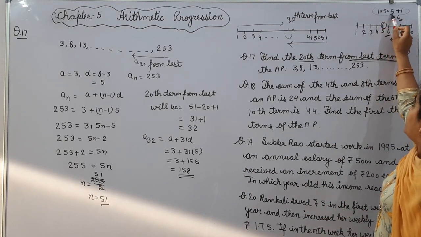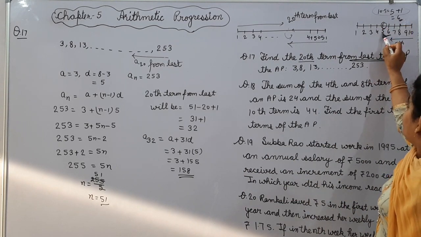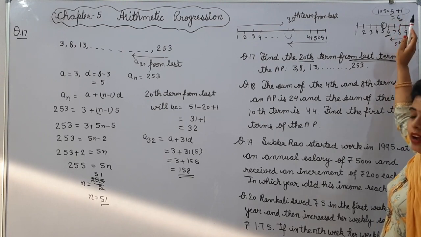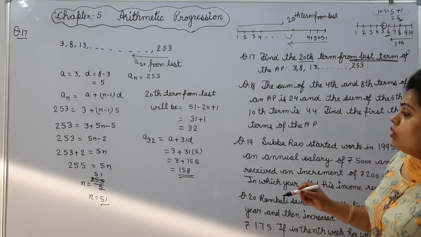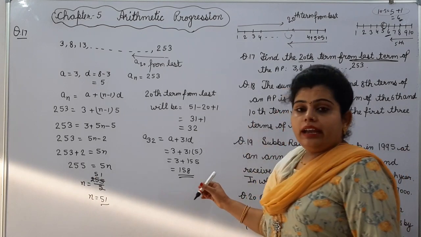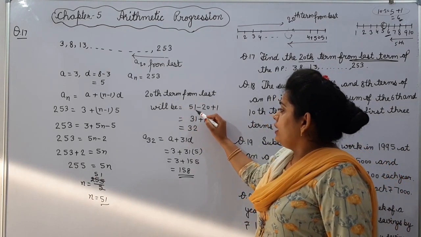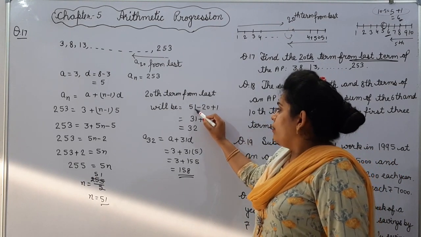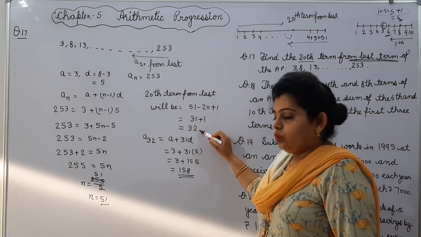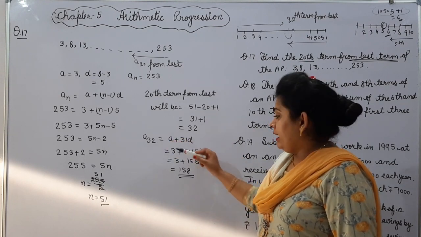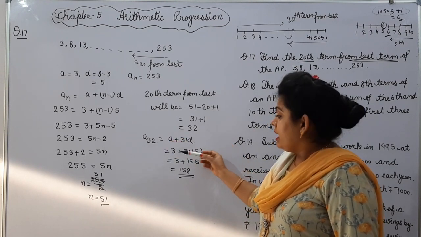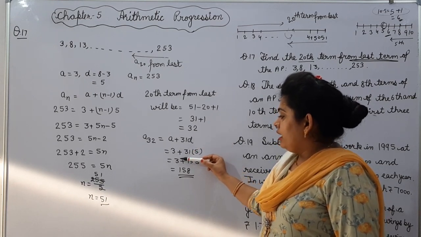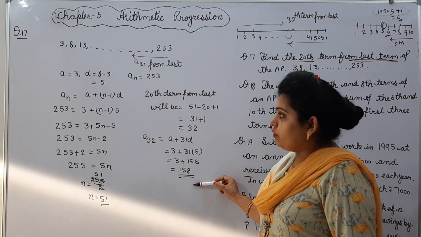10 में से हम 5 subtract करेंगे, हमें क्या मिलेगा? 5th. लेकिन जो 5th है वो तो लास्ट से 6th पोजीशन पे है. So that we will add 1 in this 5, we will get 6. So in the same way, while we are getting the 20th term from last, we will add 1 in this, and it will be 51 minus 20 plus 1, means 31 plus 1, means 32. So A32 we have to find. A32 will equal A plus 31D, and what is the value of A? 3 plus 31 into D, means 5. 3 plus 155, we will get 158.